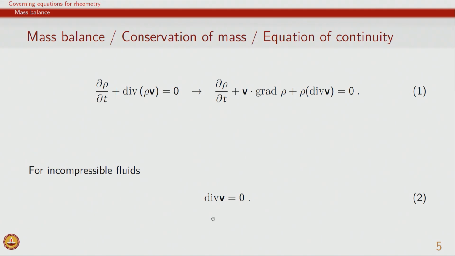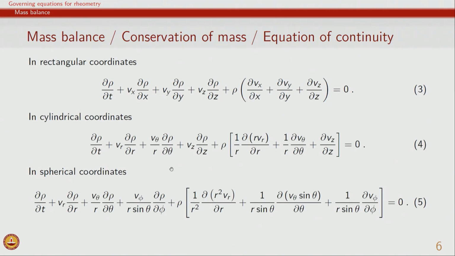Many of the materials that we investigate, either macromolecular systems or multiphase systems, generally are incompressible, and therefore, the overall mass balance for most rheometric flows is divergence of velocity 0. If we look at the overall equation in terms of the 3 coordinate systems which we will most commonly use, the governing equations are given as follows.